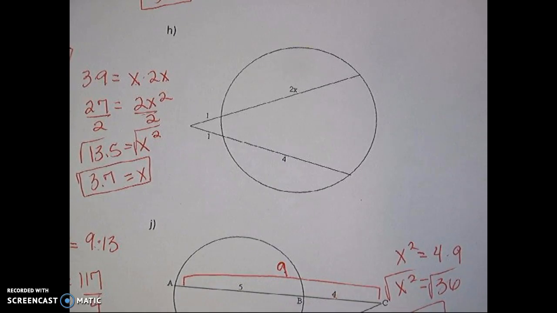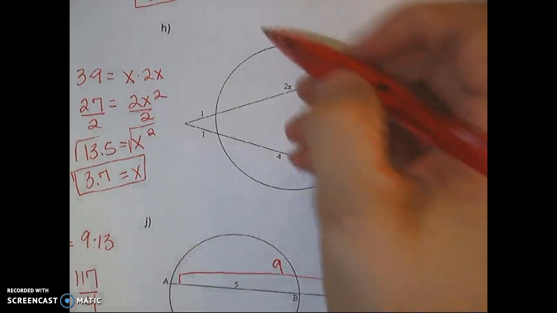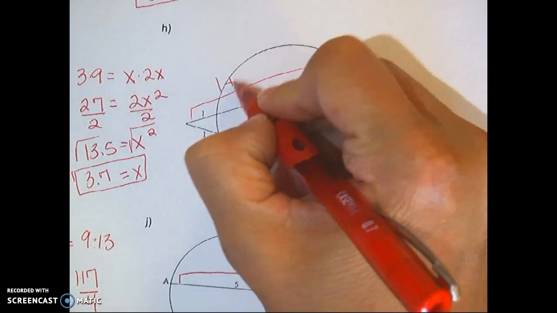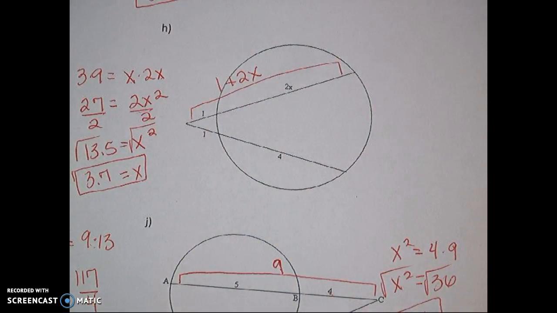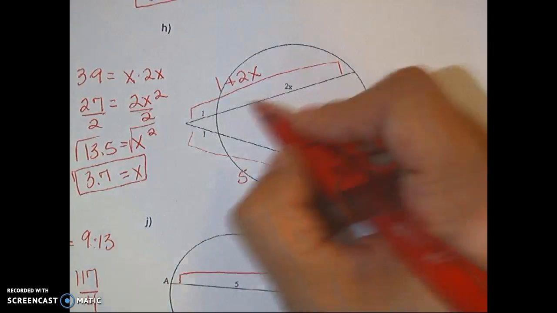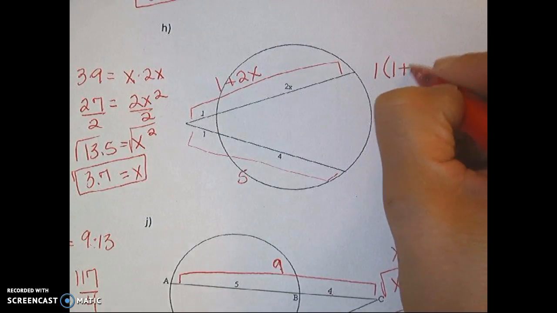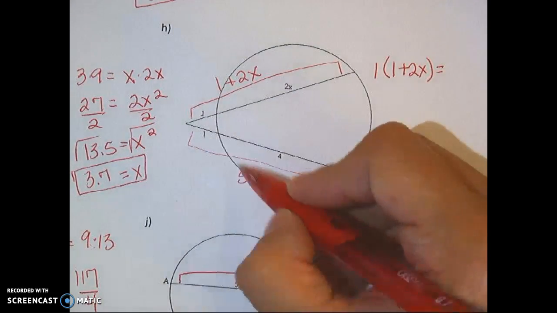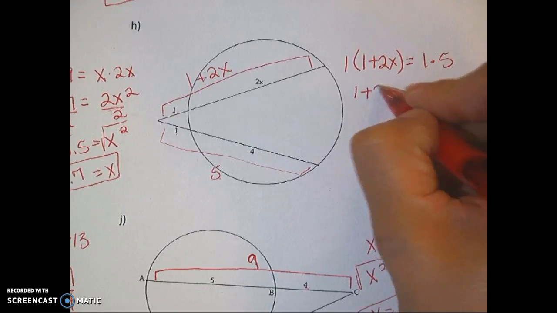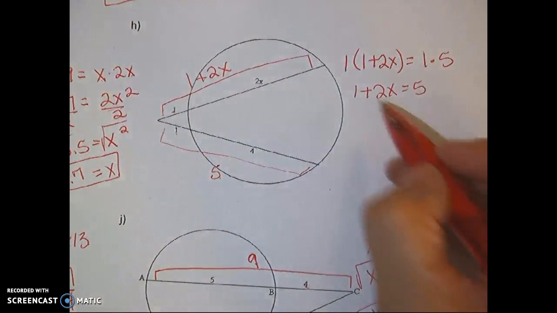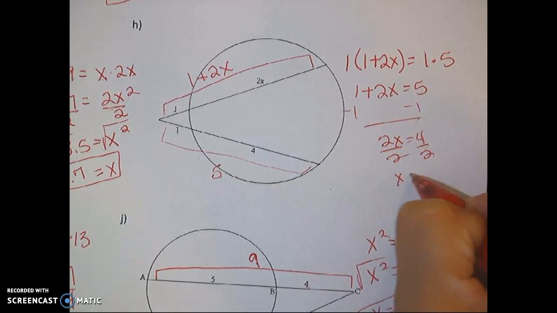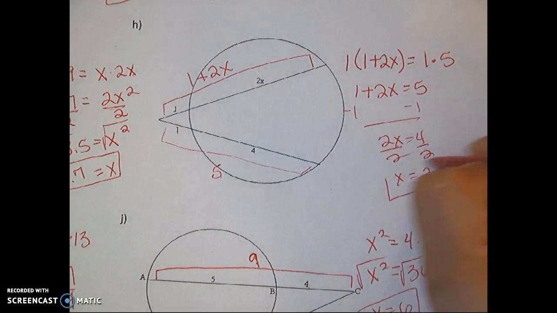Alright, with this one, you should have gotten that the answer was 2. The whole segment here, these are two secants, so it's the external times the whole thing. The whole thing is 1 plus 2x. That is not 3x. It is 1 plus 2x. The whole thing here is 5. So 1 times 1 plus 2x equals external times the whole thing, 1 times 5. Distribute that 1, it does nothing. 1 times 5 is 5. You subtract 1 from both sides, you get 2x equals 4. Divide by 2, you get x equals 2.